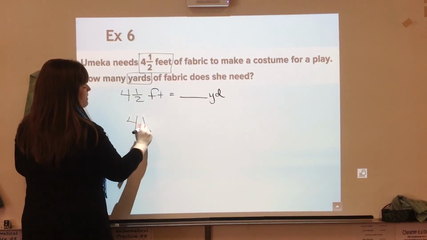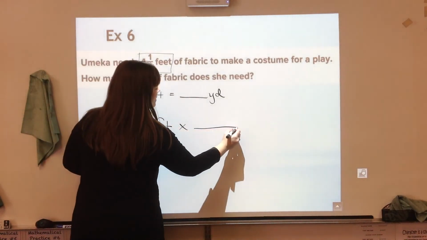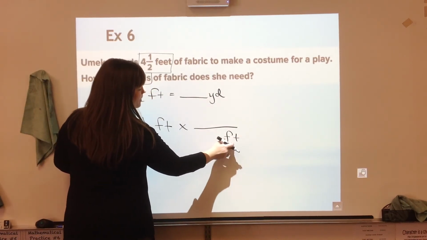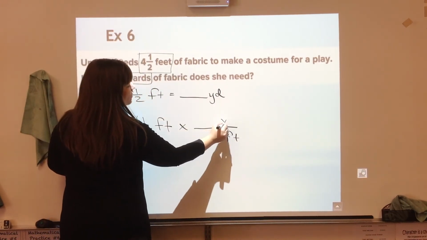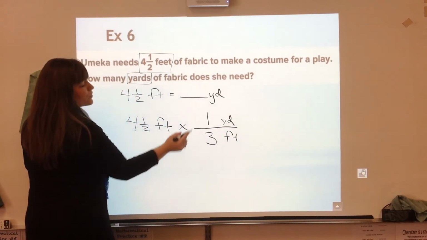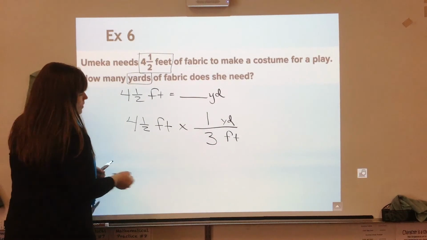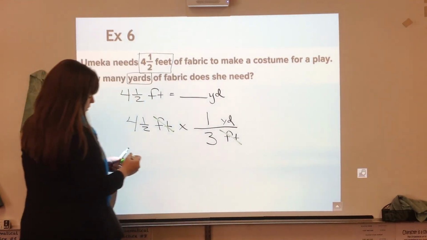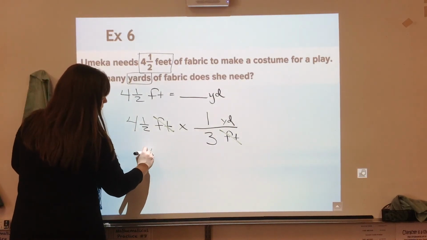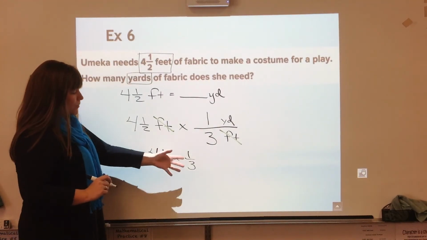Start with what we're given, 4.5 feet, and we're going to multiply it by that ratio. We want the feet in the bottom denominator so we can cross them out, and we're left with yards. So 1 yard equals 3 feet. Notice the 1 is in the numerator now. We can cross out the common units, which is feet. We're left with yards. So now we are left with the numbers 4.5 times 1/3.